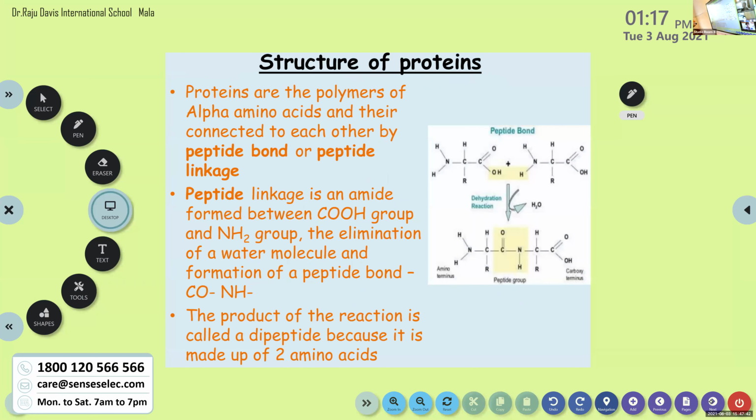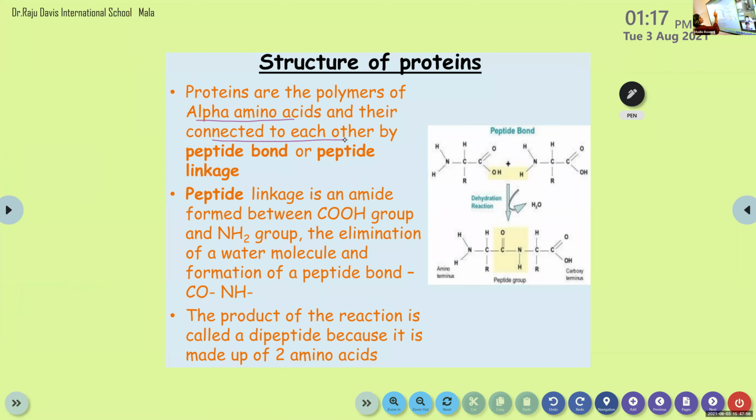Structure of proteins. We learned that alpha amino acids are considered the monomers of protein, right? So, proteins are the polymers of alpha amino acids and they are connected to each other by peptide bond or peptide linkage. I told you amino acid units are joined together to form a large single unit that is called protein, right? The bond between two amino acids is known as peptide bond or peptide linkage.